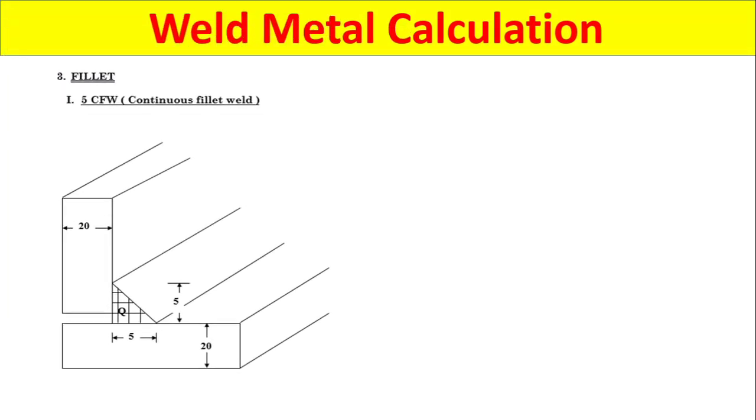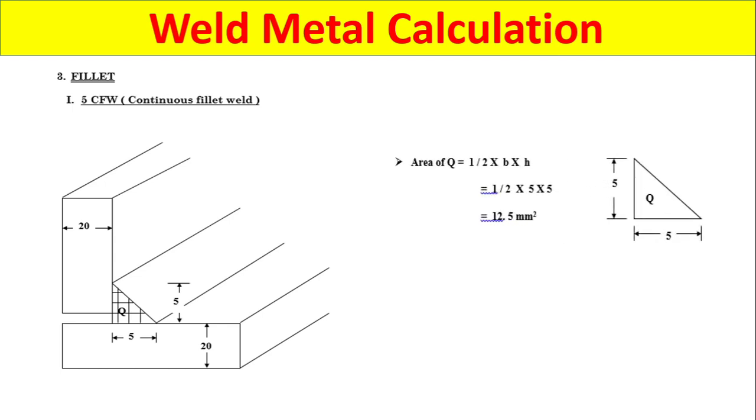So this is the continuous fillet weld. This is a very easy formula for the fillet joint. You can see the fillet leg length is 5 mm, it is mentioned. 20 is the thickness of the plate. So half into B into H, this is the 5, and this is the 5, you can understand. So this is 12.5 mm square.